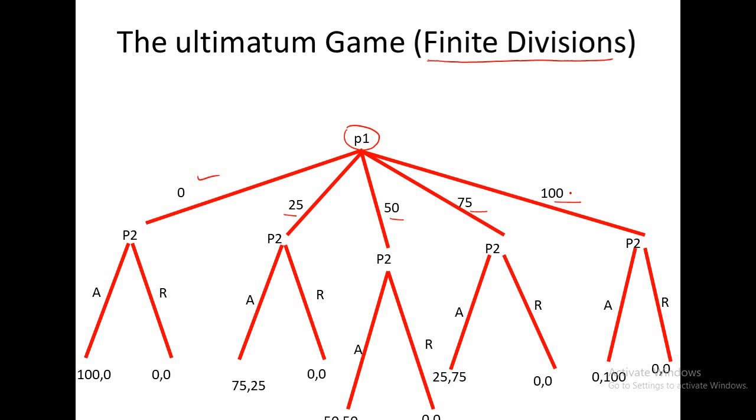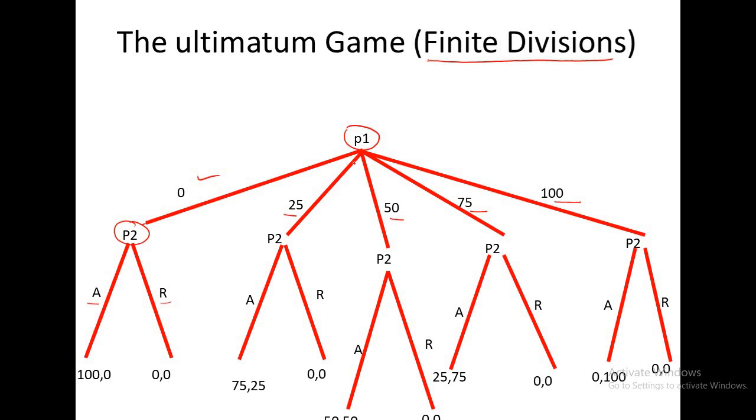Now after the action by player 1, P2 will act, and P2 can accept or reject. In this case, after the action of 0, P2 has two actions available, accept and reject. If P2 accepts the offer, as per the ultimatum game rules, the offer amount will be taken by P2 and the remaining will be of P1. Because the amount is 0, 0 will be taken by P2, and the remaining, meaning 100, will be taken by P1, right?